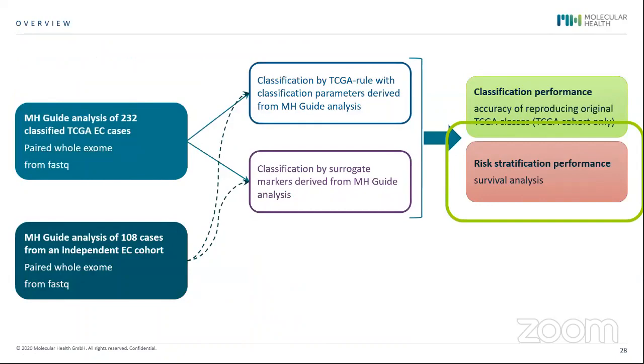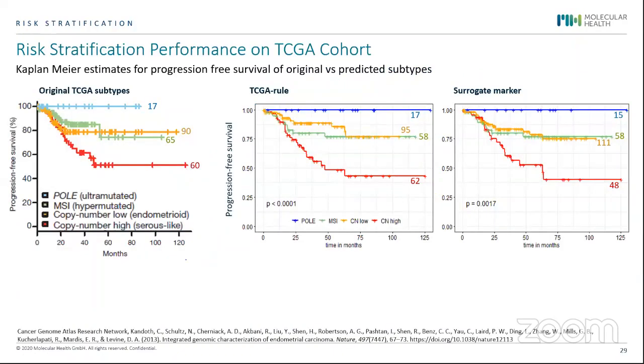Now, when we look at the risk stratification, looking at the Kaplan-Meier plots, that's the left side right here, left side, the original subtypes, right side, again, our two classification schemes, and this looks very, very similar. I think we can all agree.